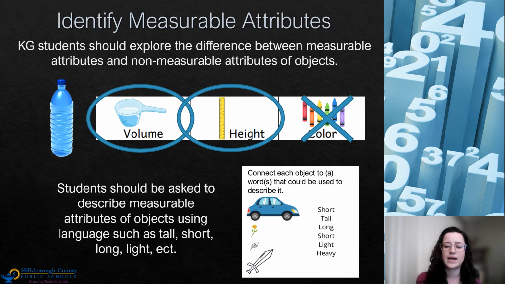Once students can identify measurable attributes, they should be asked to describe the attributes of objects using different language such as tall, short, long, and light, similar to the task that you were asked to do at the beginning of the video. Students may also start to use language like shorter, taller, longer, heavier, or lighter, which will help them when they come to directly compare the measurable attributes of objects.